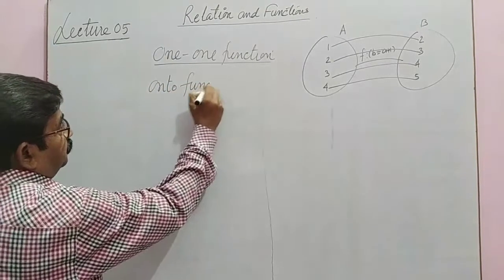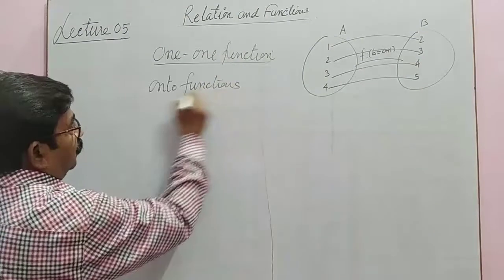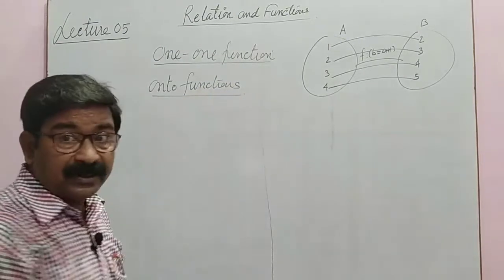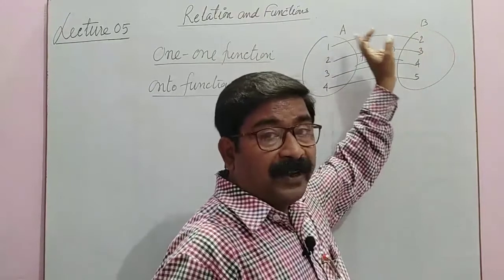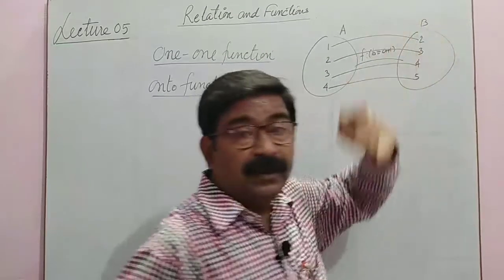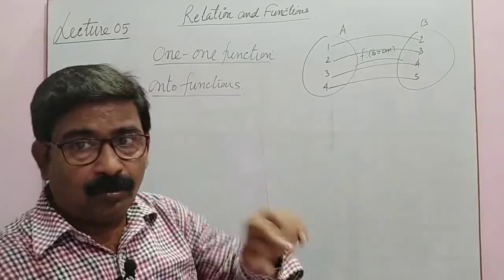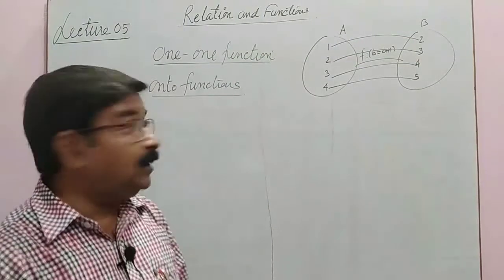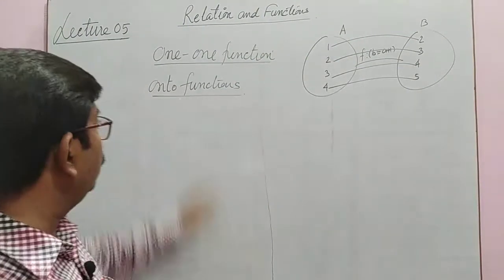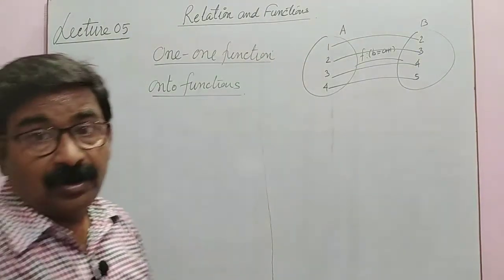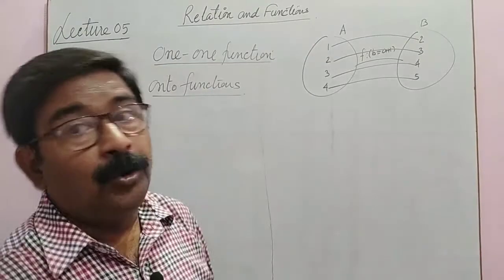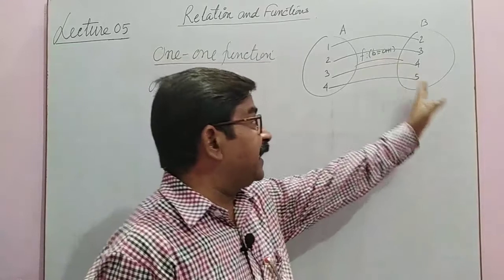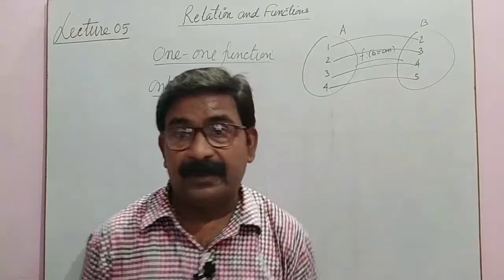Onto functions. One-one is clear, meaning one element of A must have one image in B. Got it? Now after one-one we have onto function. What is onto? When no element in the second set is left behind.